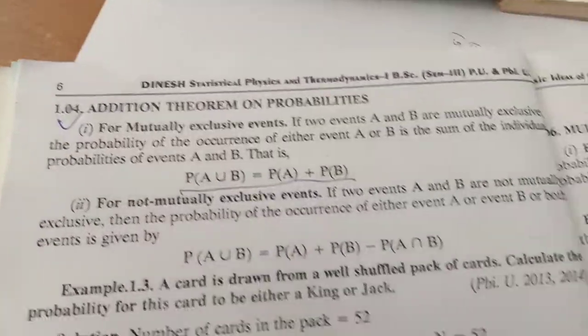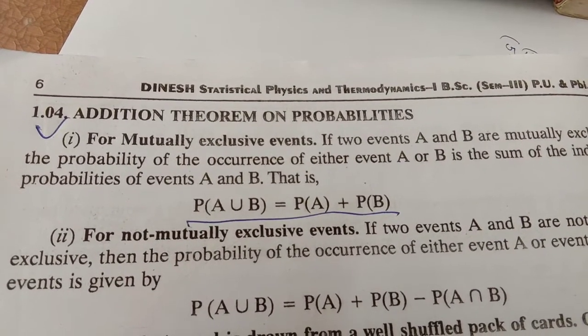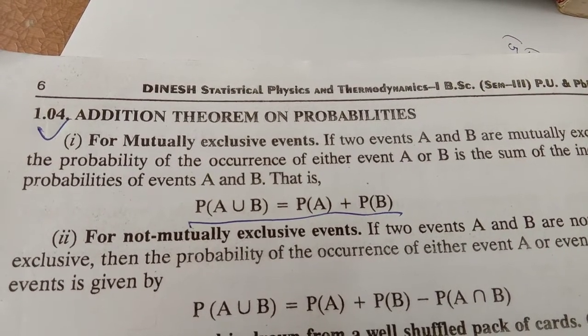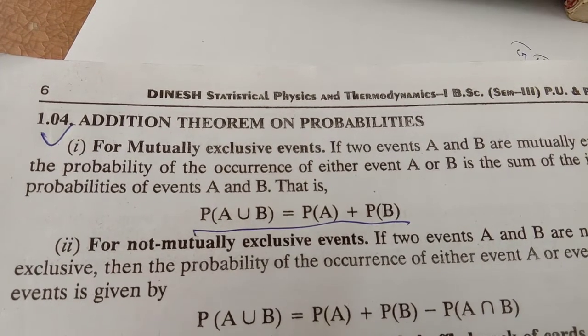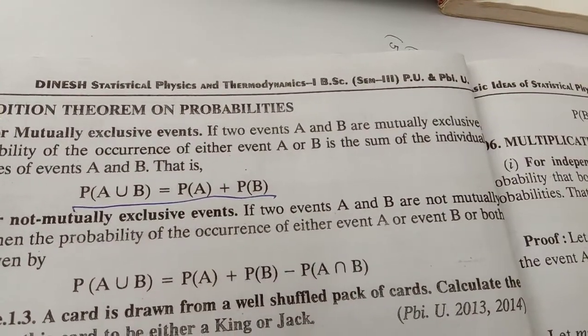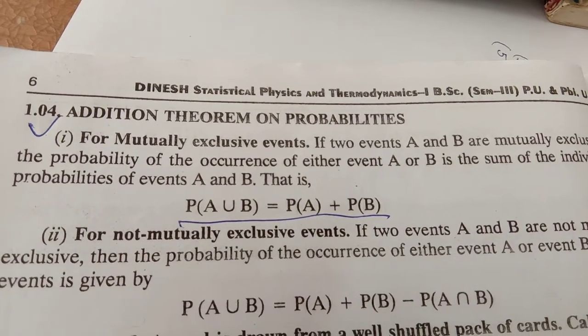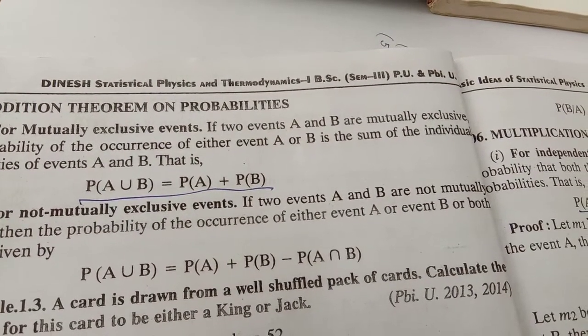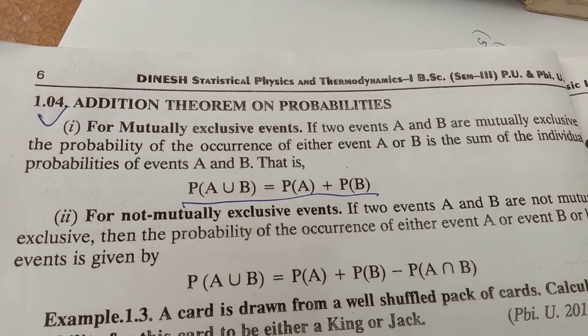Next is addition theorem on probabilities. We will discuss only the first one, that is for mutually exclusive events. If two events A and B are mutually exclusive, the probability of the occurrence of either event A or B is the sum of the individual probabilities of events A and B.